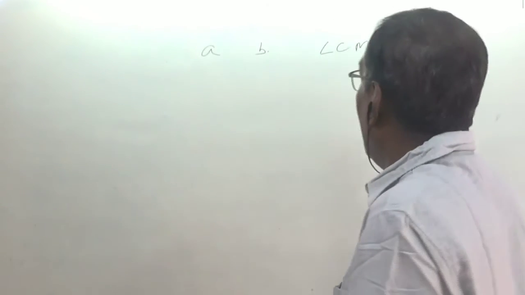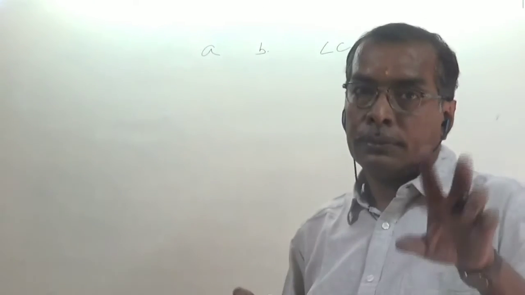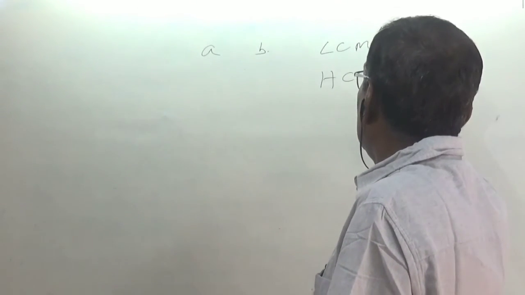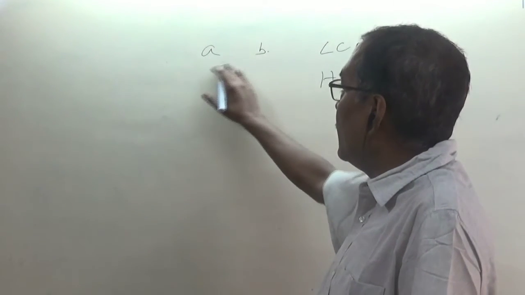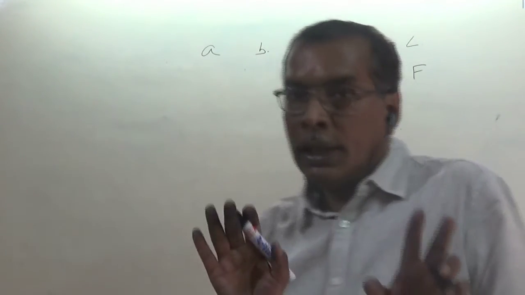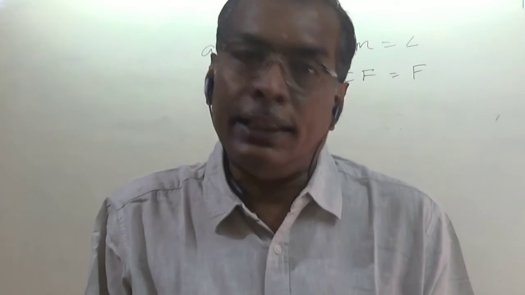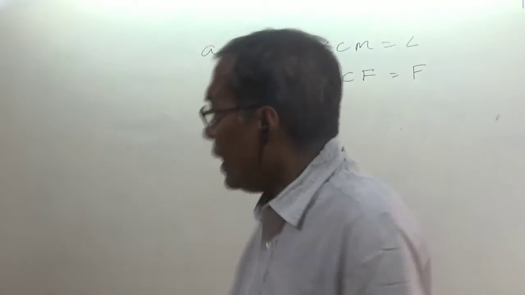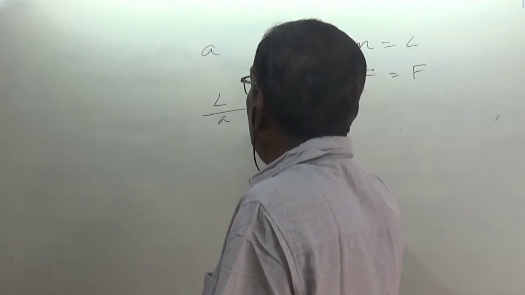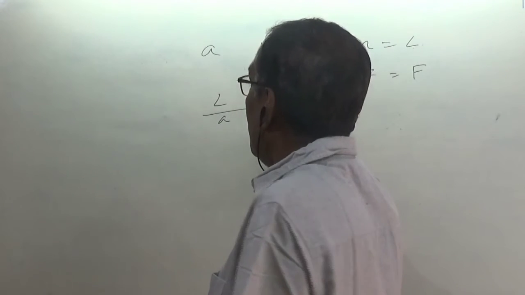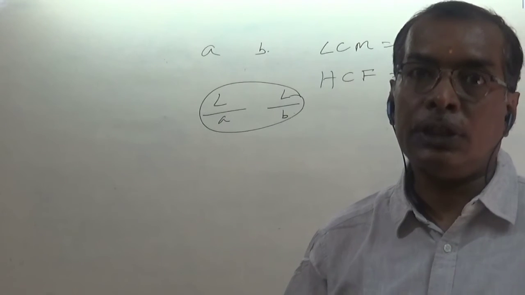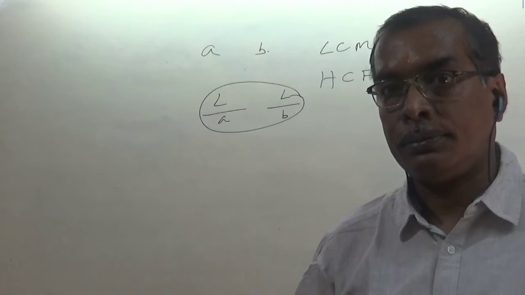Suppose the LCM is coming as L, the first alphabet, and the HCF is coming as H, say, suppose. This L is the LCM of these two and F is the HCF of these two. Now the question is, what is the meaning of LCM? LCM means that if you divide this L by A, and if you divide this L by B, in both cases it will be exactly divisible. This is actually the meaning of LCM.